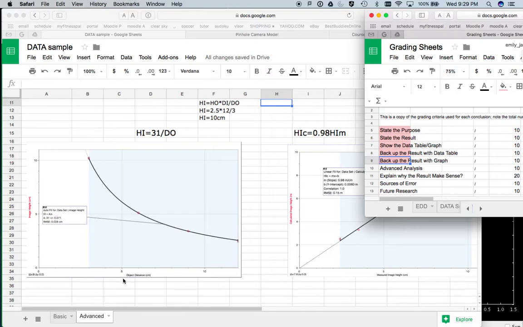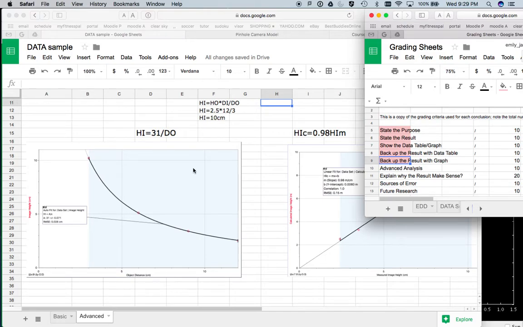In the graph, you have object distance on the x-axis and image height on the y, and you notice that downward negative slope. That downward negative slope is telling you, as the object distance goes up, the image height goes down.